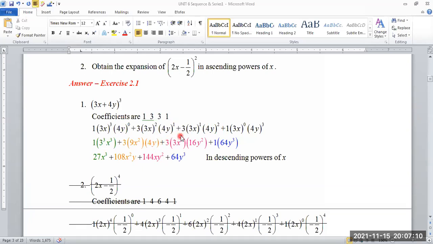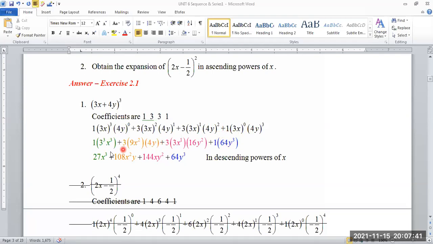Put back the plus sign. This 3 is this 3. 3y to the first. Why am I calling it y? 3x to the first is 3x. And 4y squared is going to be 16y squared. 3x to the 0 is 1, times this 1 is still 1. And 4y cubed is 4 times 4 times 4, which is 64y cubed.